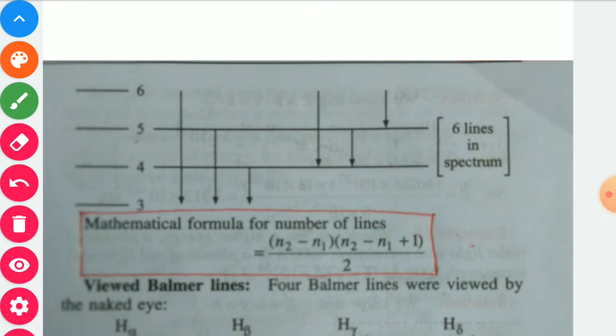In this figure we may count the lines when the electron jumps from the sixth energy level to the third energy level. The electron may jump from sixth to third, fifth to third, fourth to third, sixth to fourth, fifth to fourth, and sixth to fifth. So if we count the lines, it is found to be 6: 1, 2, 3, 4, 5, 6.